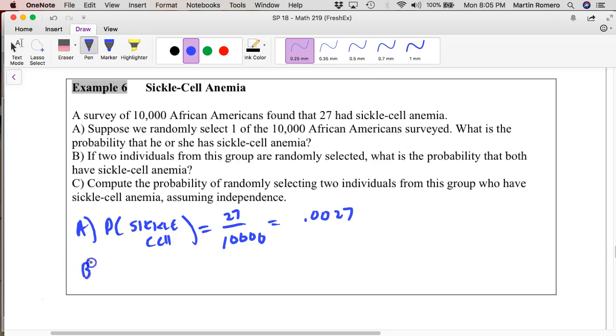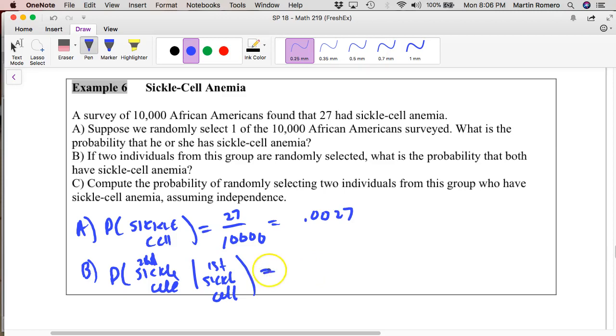If two individuals from this group are selected, what is the probability they both have sickle cell? So it's kind of conditional. The probability that the first has sickle cell, right? Sorry, the probability that the second one has sickle cell, given that the first one has sickle cell.